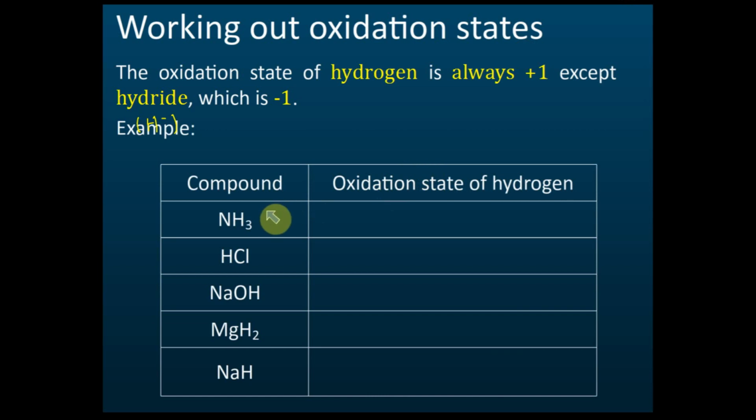Again, the oxidation state of hydrogen in ammonia is +1. Hydrogen chloride, +1. Sodium hydroxide, +1. This is the oxidation state of hydrogen. Now this one is hydride. How do we know it's hydride? Because you see, the charge of magnesium is +2, so the charge of hydrogen must be negative. Actually it's -1 times two hydrides.